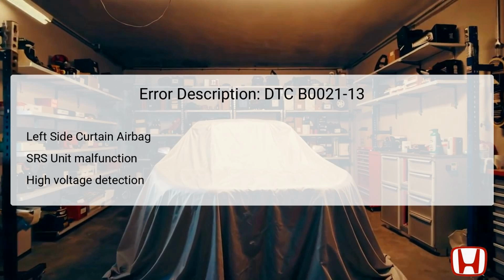The left side curtain airbag is located in the vehicle's headliner area, while the SRS unit is commonly found beneath the dashboard, connected to multiple safety sensor inputs. It's crucial to verify that all components, if previously replaced, were done so correctly and are the right OEM parts, as any discrepancies can lead to malfunction and incorrect DTC storage.